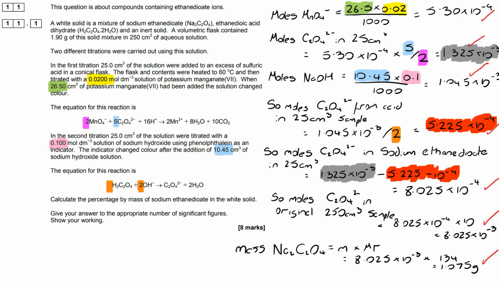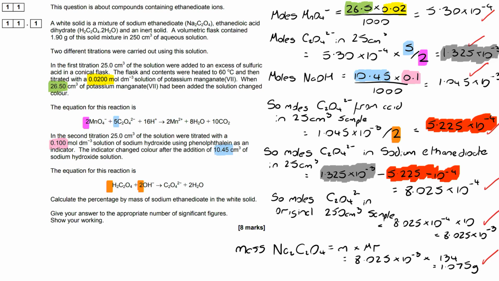Now, the next mark is a nice easy one because we're working in a 25 cm cubed sample, but we originally made 250 cm cubed. So we get the mark for multiplying by 10, and that's a really common question that will come up. There will often be that scalability of 25 cm cubed to 250 cm cubed as part of a titration calculation.